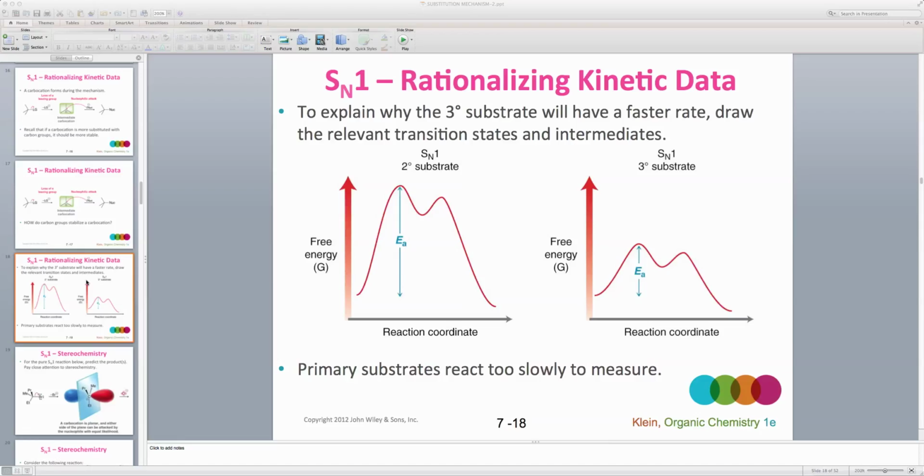And notice the annotation at the bottom of the slide. The primary substrates react too slowly to even measure them. This, of course, is consistent with our hyperconjugative theory that tertiaries result in better orbital overlap than secondary, than primary. So we're basing, in part, this hyperconjugative theory on the experimental observations, that is, the experimental facts, that we don't isolate primary carbocations in nature. If they do occur, they're certainly not measurable.